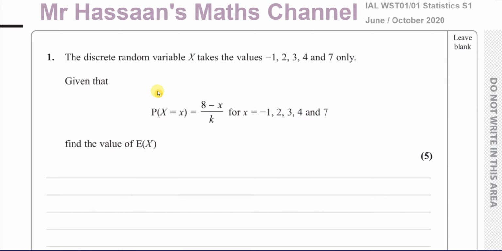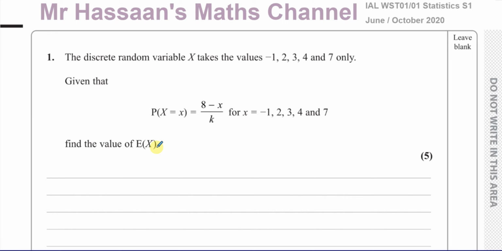Now this question here is about discrete random variables. It says the discrete random variable x takes the values -1, 2, 3, 4, and 7 only, given that the probability of the discrete random variable being any of those particular values is given by (8 minus x) over k for x values of -1, 2, 3, 4, and 7. So these are the values of the discrete random variable that can possibly occur. Find the value of E(x), the expected value of x.